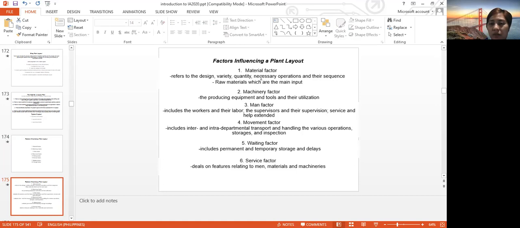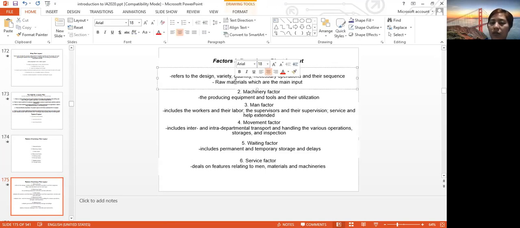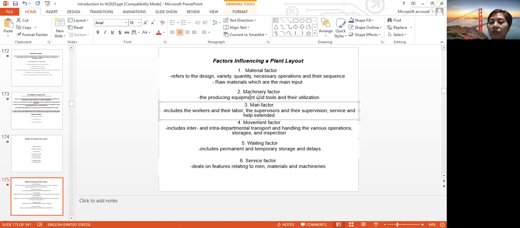One of the factors influencing a plant layout is the material factor. The question is, why is this one of the factors? Because of course, in plant layout, we need to consider what the design should be in that particular room, in which we are putting the different materials to be used in our shop. These materials are very important, because these are the things that we use in doing the operation. Okay, so the second is the machinery factor.